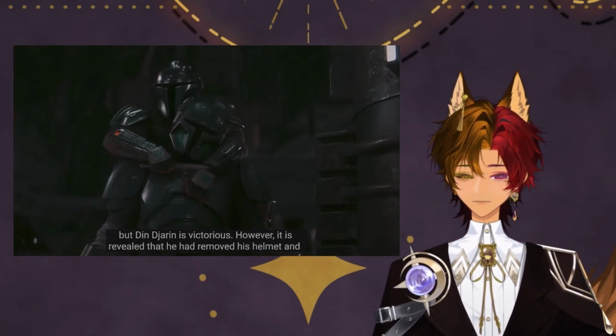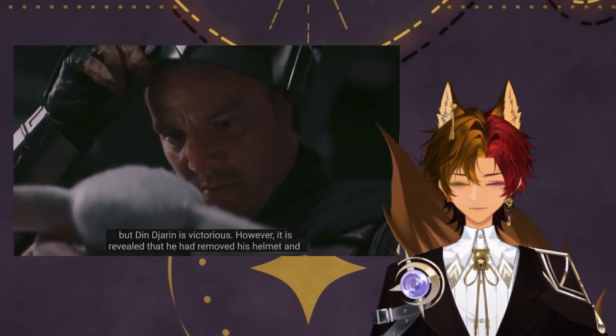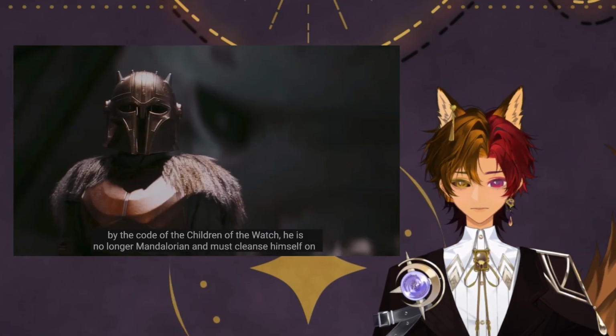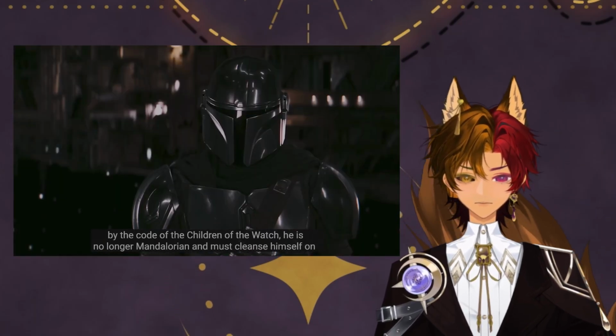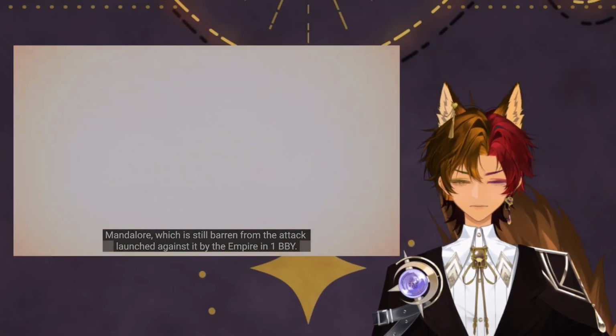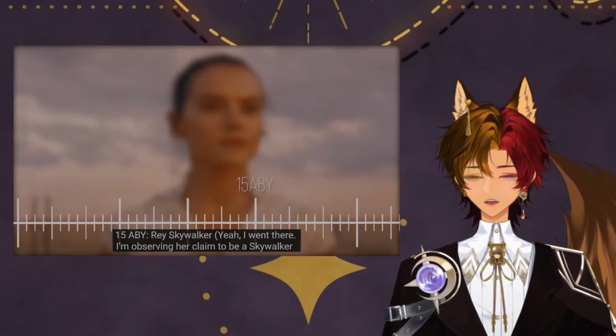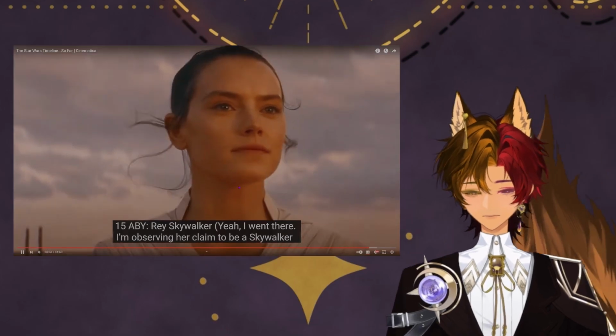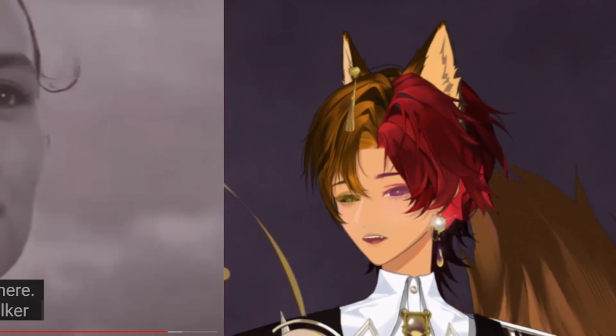Din Djarin is victorious. However, it's revealed that he had removed his helmet, and by code of the Children of the Watch, he's no longer Mandalorian and must cleanse himself on Mandalore, which is still barren from the attack launched against it by the Empire in 1 BBY. 15 ABY. Rey Skywalker, yes. We could pause this here.